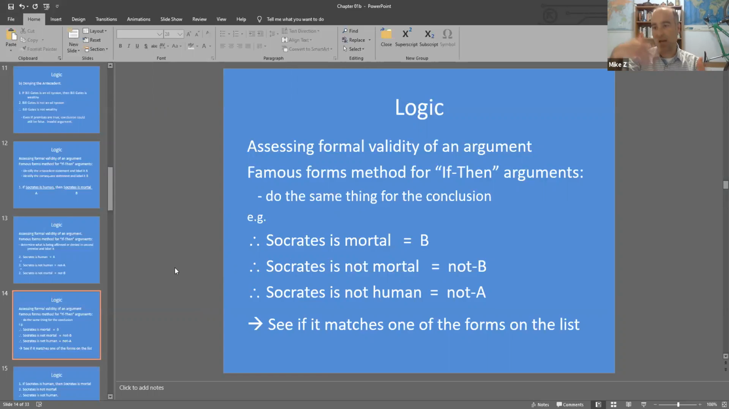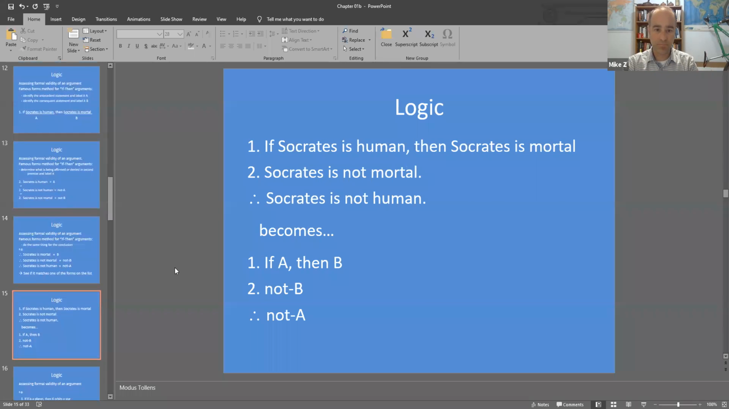And then once we've done all of this symbolizing, right, we convert the regular English sentences into these symbols and put them in the right order, then we can compare them to one of the argument forms that's on the list and see if it's a deductively valid argument form or a deductively invalid argument form.